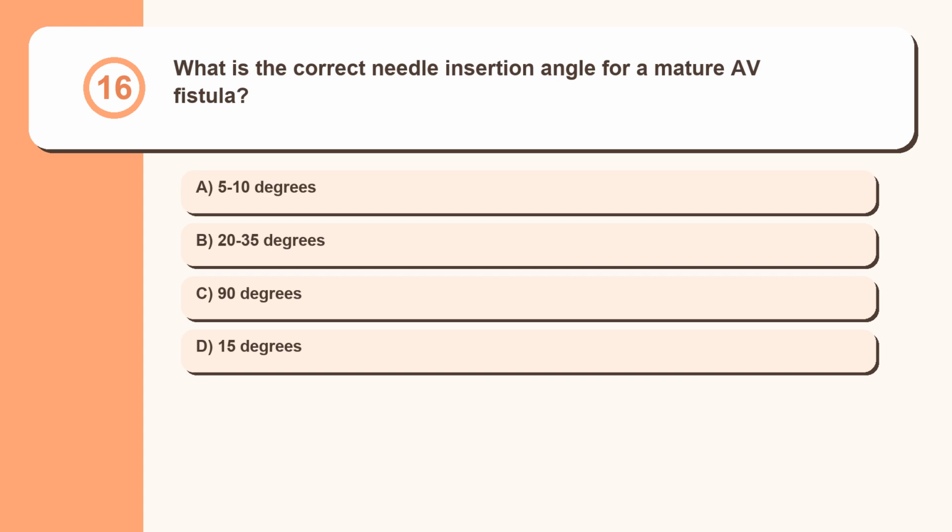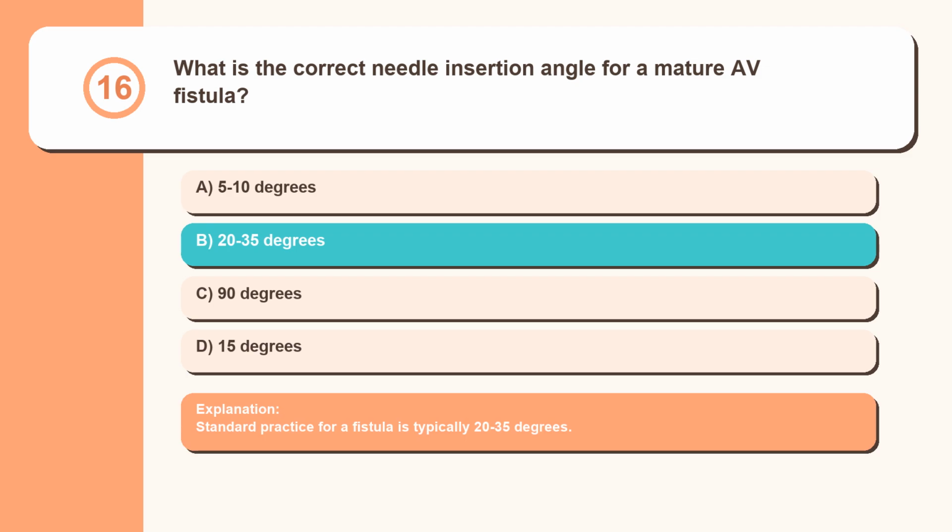Question 16. What is the correct needle insertion angle for a mature AV fistula? 5 to 10 degrees, 20 to 35 degrees, 90 degrees, 15 degrees. Standard practice for a fistula is typically 20 to 35 degrees.